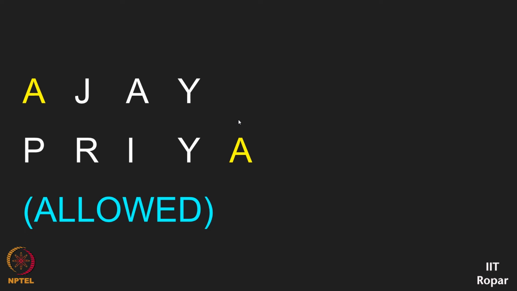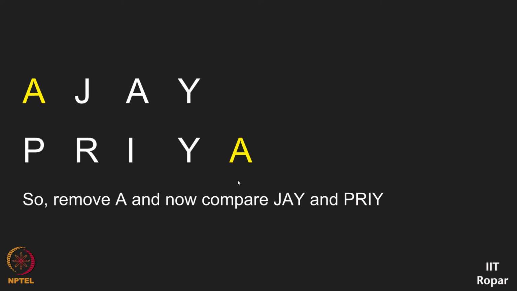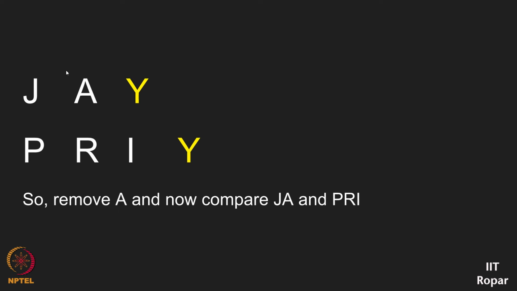Once you have crossed out, the names that remain are J-Y and P-R-I-Y. So as I said, you cross out A, and what you have remaining, you compare those two names. Here also you have a letter in common, Y. So you have to cross out this letter Y. Now compare the left out strings, JA and PRI.